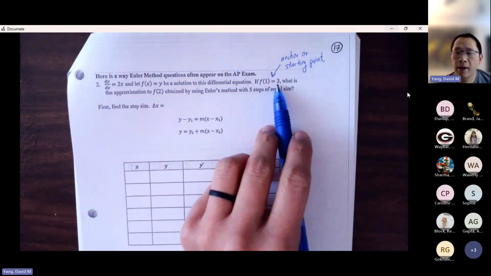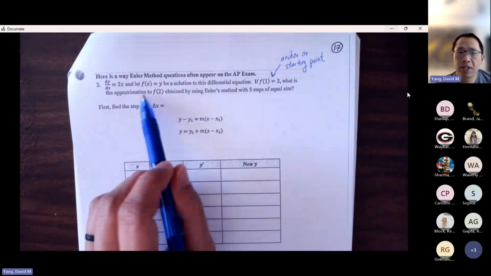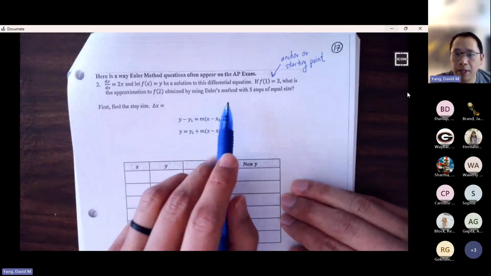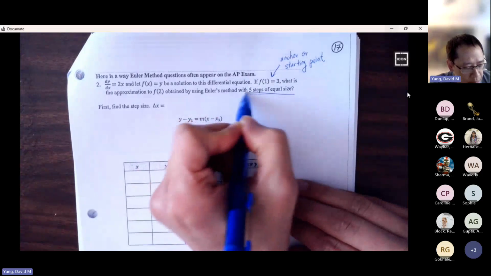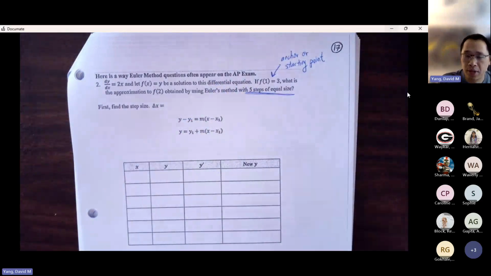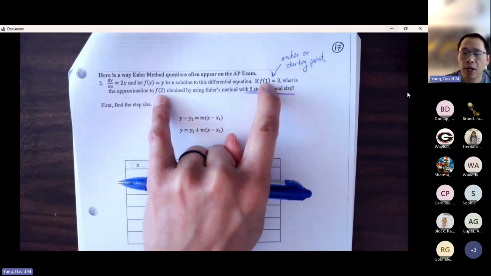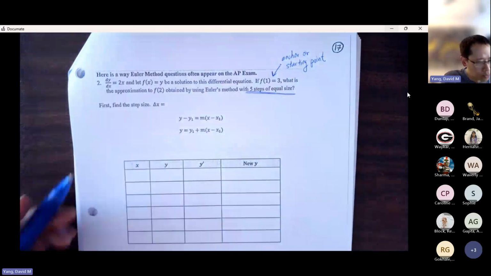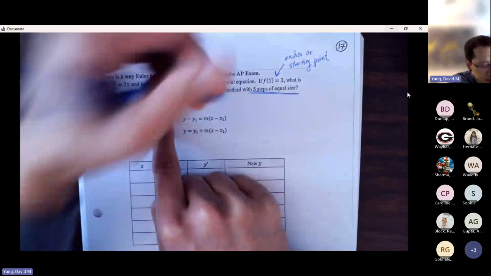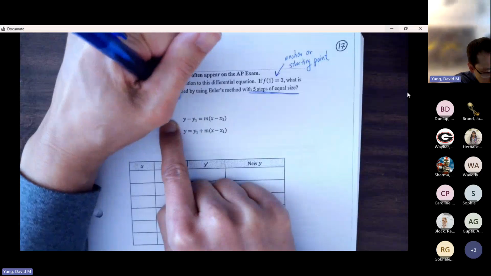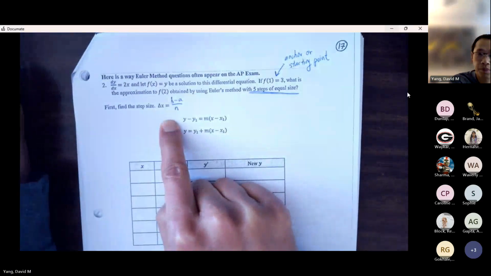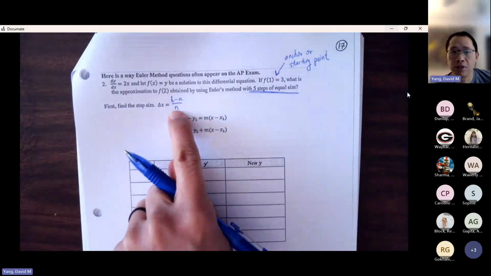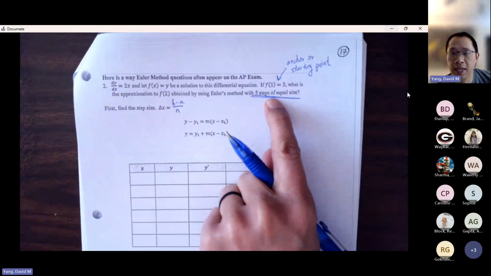So if our ordered pair given to us is (1, 3), what is the approximation to f of 2 obtained by using Euler's method with 5 steps of equal size? So we want every step to be the same, and we want to spread that out over the distance from 1 to 2. To find our step size, we're going to use this formula, b minus a over n. We're taking our full width and dividing it into n equal steps. In this case, n is going to be 5.